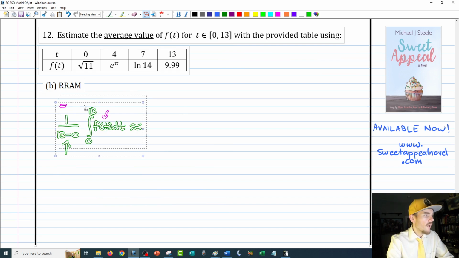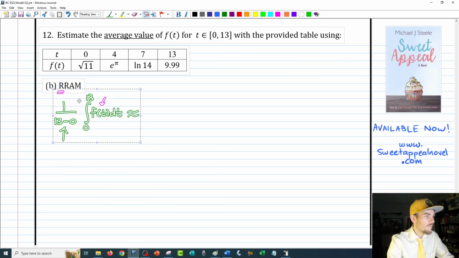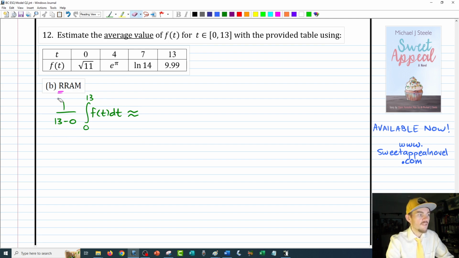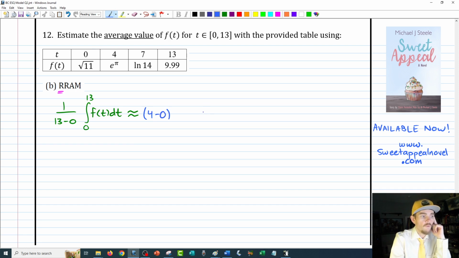The second one we're going to look at is RRAM. And if I line this up properly, since it's the same region, same table, effectively we're doing the same thing. Just this time we're going to be using the right endpoints. That's the only adjustment here. So for us, our intervals are going to be exactly the same. I could have brought them over from before. So 4 minus 0, we'll have 7 minus 4, and then we'll have 13 minus 7.